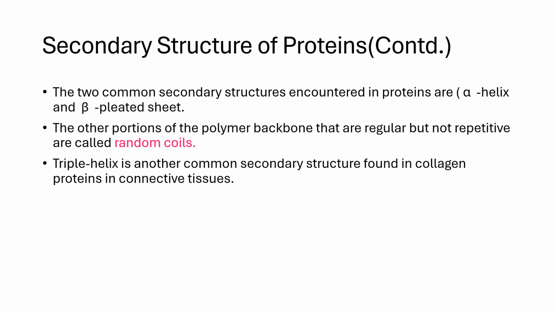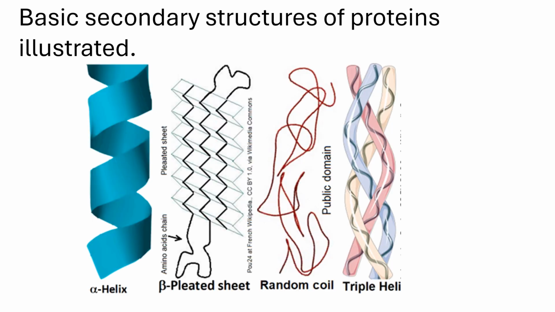Triple helix is another common secondary structure found in collagen proteins in connective tissue, right? So alpha helix and beta pleated sheets are very common. Other portions of polymer backbone that are regular but not repetitive are random coils. Triple helix is another common secondary structure found in collagen proteins in connective tissues. Basic secondary structures of proteins illustrate alpha helix, beta pleated sheet, random coil, and triple helix.